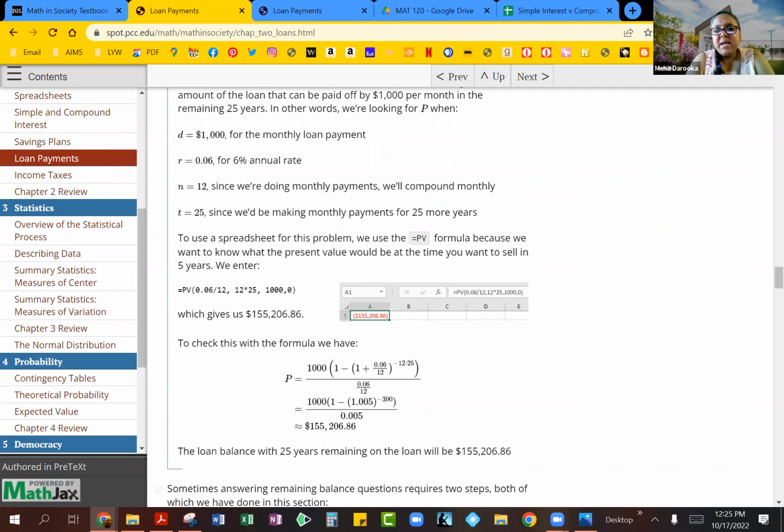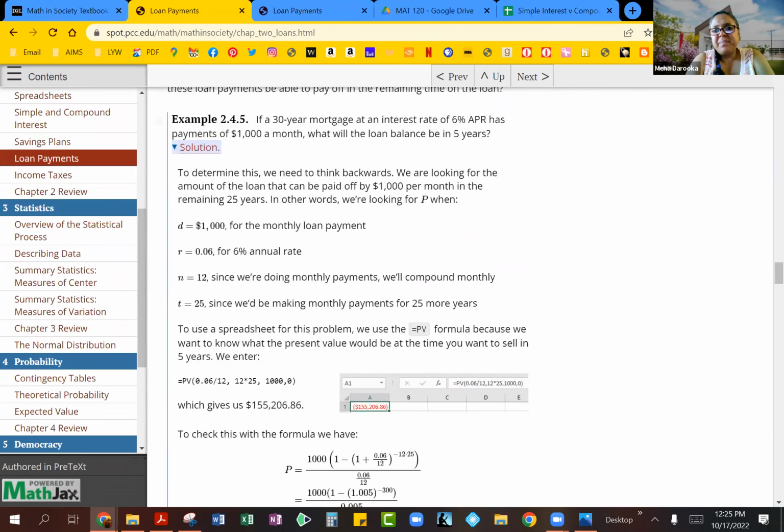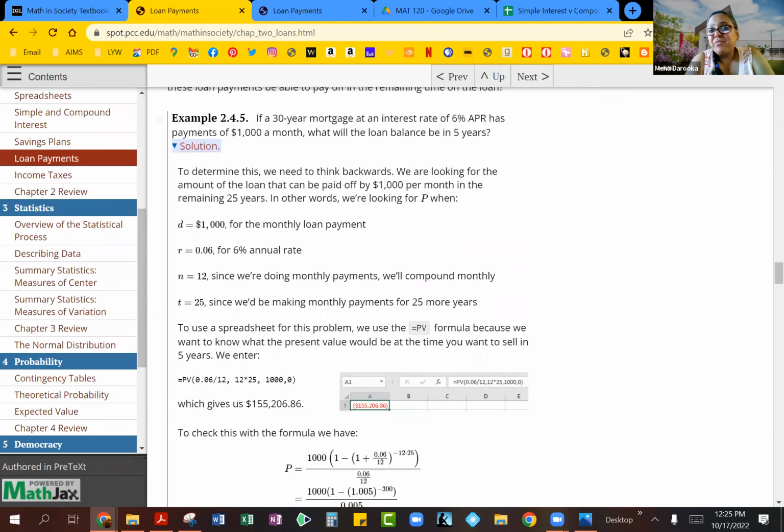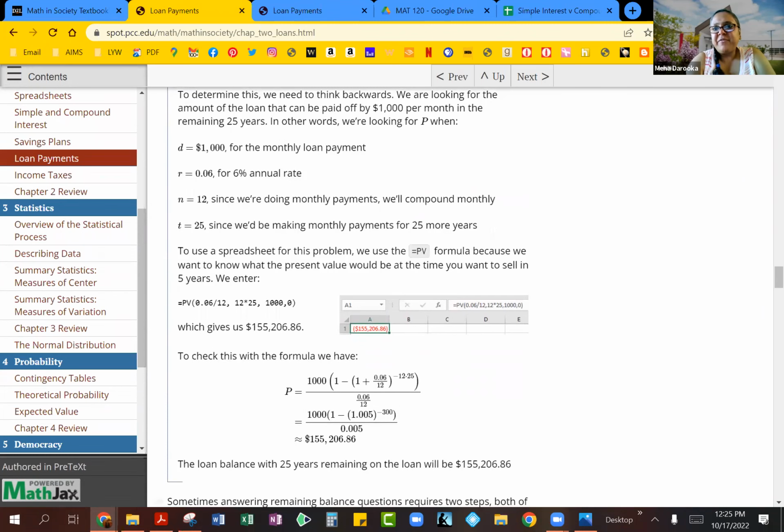5 years, you still have 25 years to go. This is what our balance is going to be at the end of the 5 years you've paid and 25 years we have remaining. So this calculation, because it was not halfway, they just did 5 years, you had to figure out how much you were left behind with.